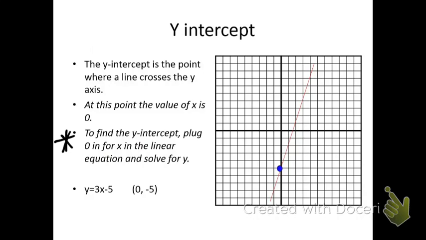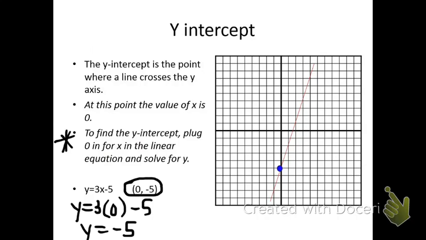So our example down here is y equals 3x minus 5. To find that y-intercept, I'm going to plug in 0 for x. And I get y equals negative 5. That ends up being my point, (0, negative 5). And you'll notice on this red line going right through here that the y-intercept, where it crosses the y-axis, is at (0, negative 5), that point right there. That is the y-intercept. To find the y-intercept, plug in 0 for x.